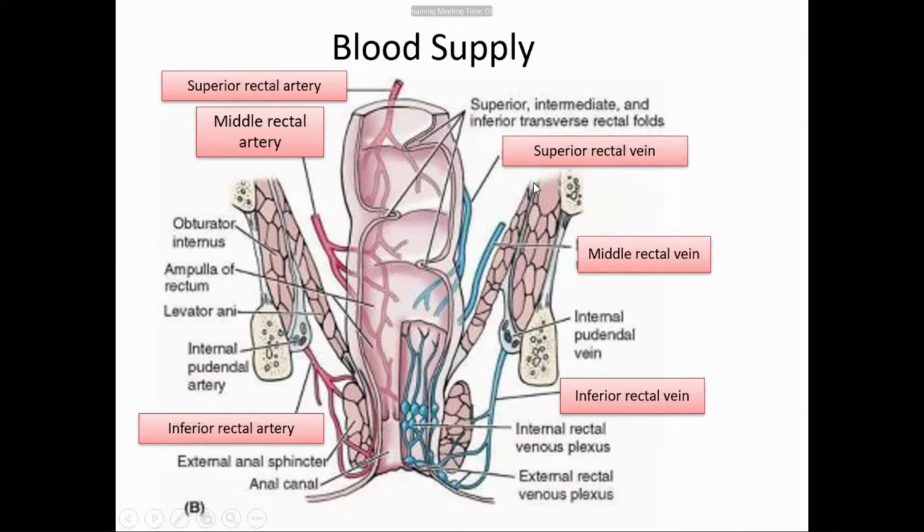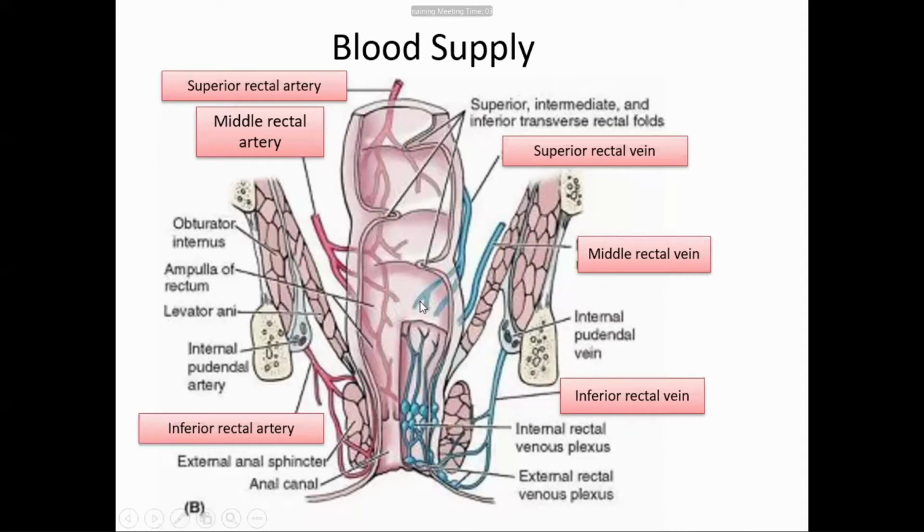Now the lymphatic drainage of the rectum. The upper part of the rectum drains into the inferior mesenteric lymph nodes, whereas the lower part of the rectum drains into the internal iliac lymph nodes.